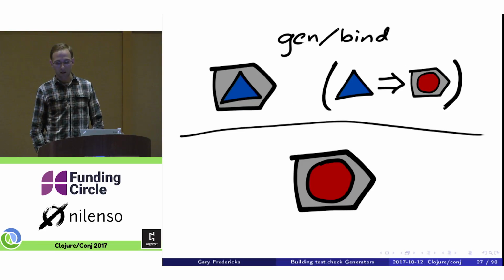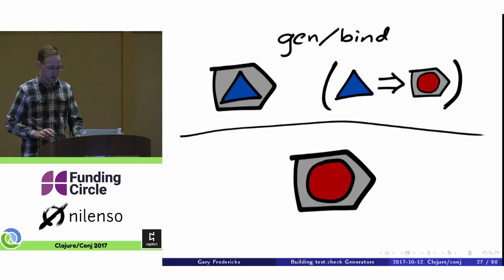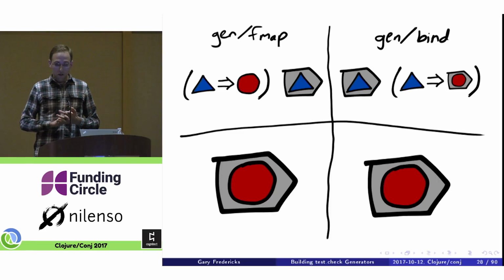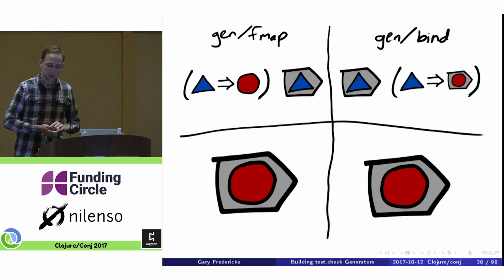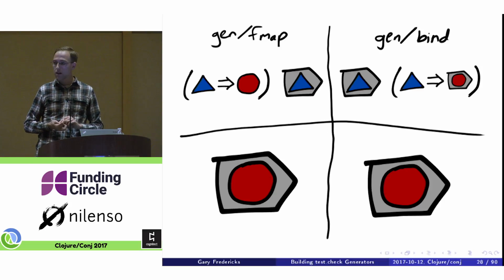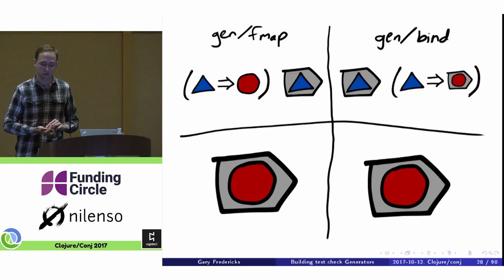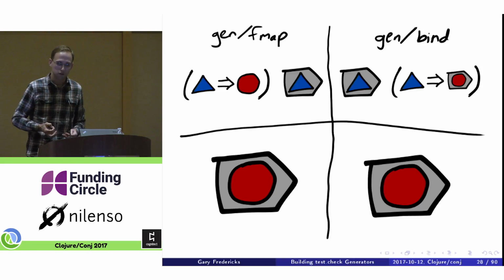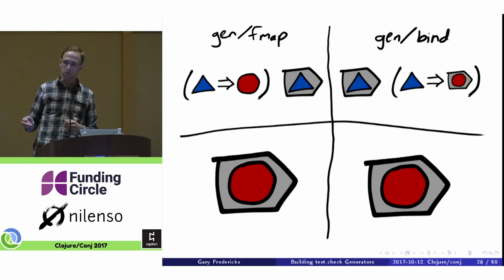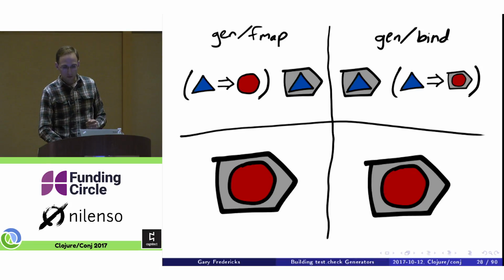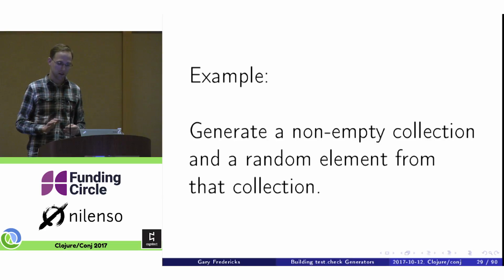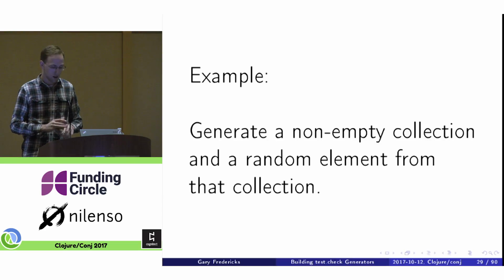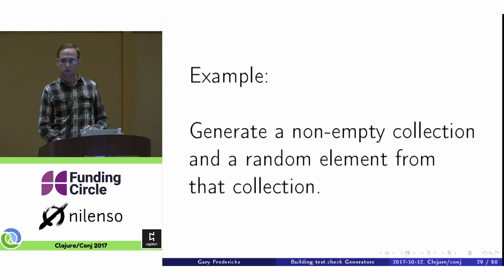Bind looks very similar at a glance, except the arguments have been swapped. And so I'm going to put them side by side. The only real difference, aside from the confusing argument switch, is that the function in bind needs to return a generator rather than a value. So it seems like it may not be a very meaningful difference, but it's actually a big leap in complexity and power. So I'm going to dig into that a little bit because I think it's worth understanding. So let's imagine that you wanted to generate a non-empty collection and a random element from that collection.